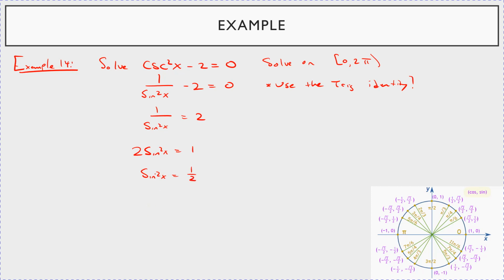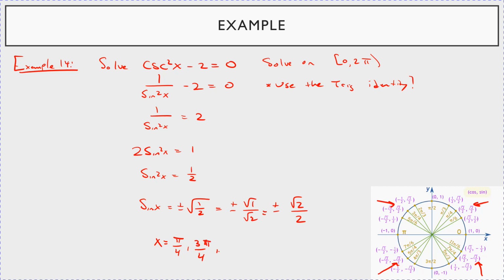Now look, I got sine squared. How do I get rid of the squared? You take the square root. So I have sine of x is equal to plus or minus the square root of 1/2, which is plus or minus the square root of 1 over the square root of 2. Or when you rationalize the denominator, it's the square root of 2 over 2. So look, you're just going to say, when does sine equal either square root of 2 over 2 or negative square root of 2 over 2? That's right here, here, here, and here. So look what you got. x can be equal to pi over 4, 3 pi over 4, 5 pi over 4, or finally 7 pi over 4.